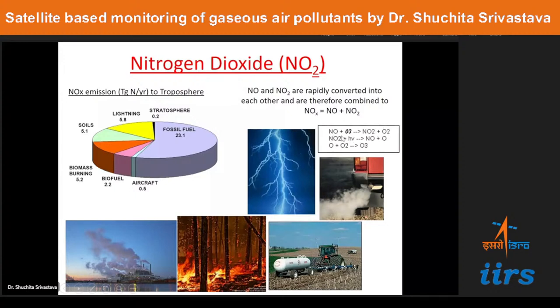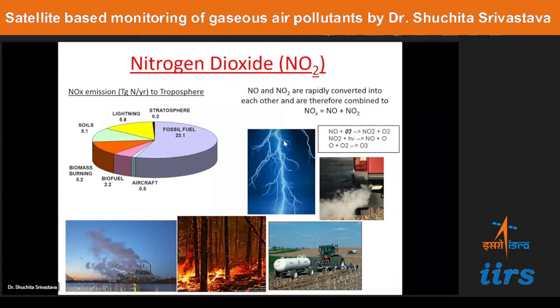But in this process, what is happening? NO is getting converted into NO2 and NO2 is getting converted into NO. So these two species cannot be studied separately. We consider them as a single gas, NOx. So here you can see the NOx emission scenario in the troposphere, and the maximum amount of NOx is emitted because of fossil fuel burning. And lightning is also an important source, biomass burning is also an important source. And soil emission, biofuel emission, aircraft emission, and partly it is also transported from the stratosphere to the troposphere.